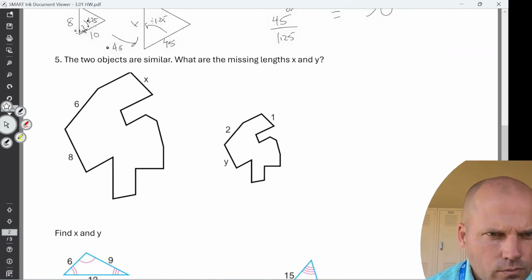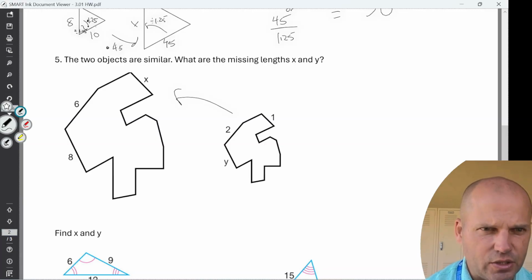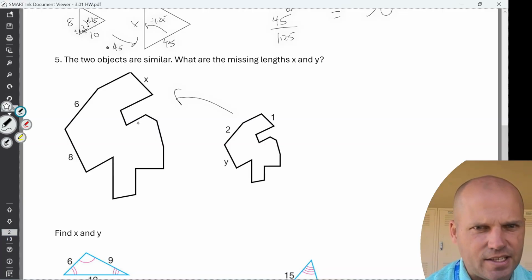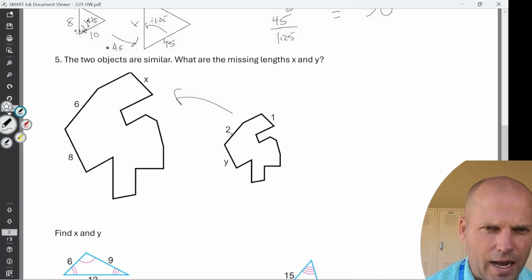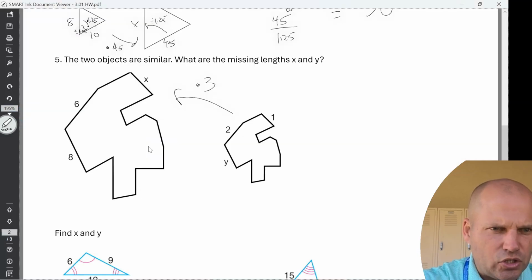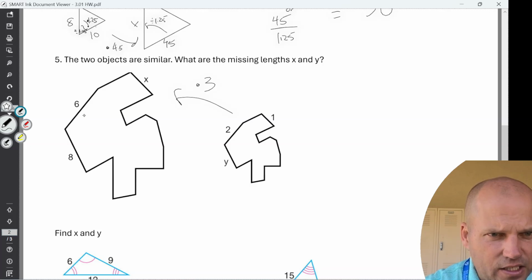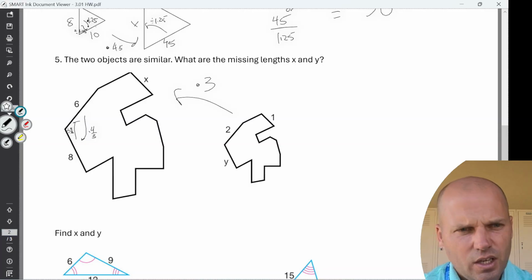Cool. We did this exact same problem in the homework, in the notes, so hopefully you paid attention to it. You could either compare the length 6 to 8, or you could say the smaller object with a length 2 would go to the big object with a length 6. You could see that that length is 3 times the size. 6 divided by 2 is 3. You could also compare 8 and 6, and you got 1.333 or 4/3. So you can either say 6 times 4/3 is 8, or 8 divided by 4/3, just times 3/4, is 6.